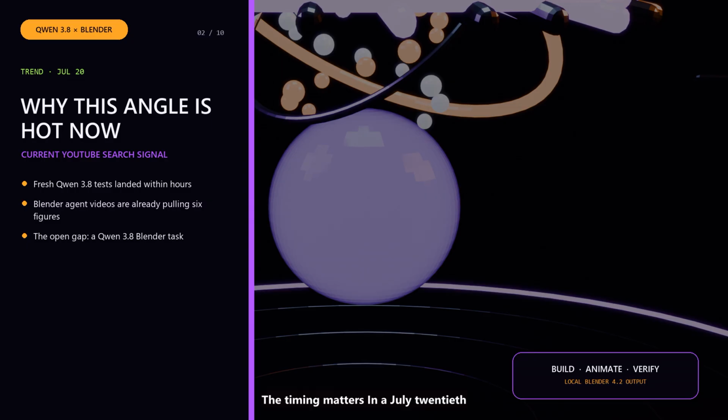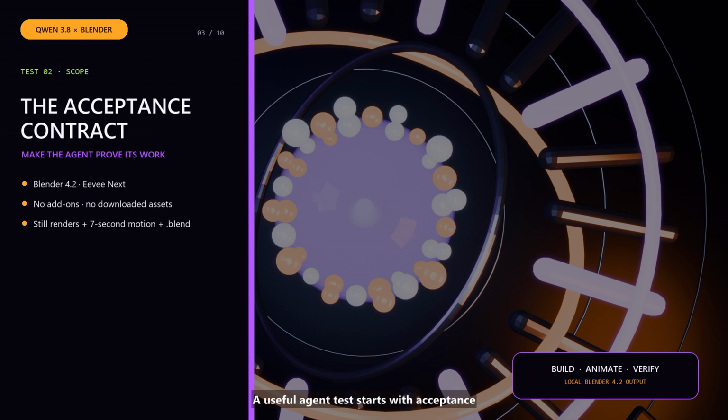It is a visible stress test of planning, structured code, animation, and verification. The timing matters. In a July 20 YouTube search sample, new Qwen 3.8 hands-on videos were appearing only 10 to 17 hours after upload. At the same time, Blender agent videos were already attracting large audiences. One recent agentic Blender test showed roughly 280,000 views, and a local Qwen Blender showdown showed about 78,000. The obvious content gap is combining the new Qwen launch interest with a concrete Blender result instead of another benchmark recap.